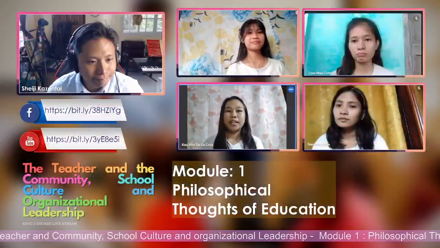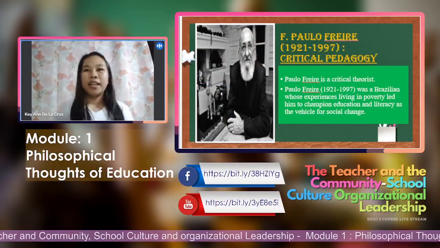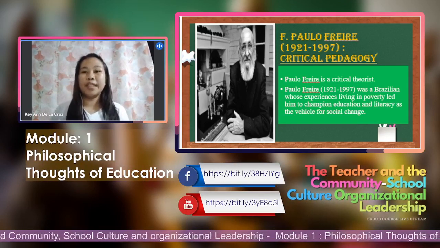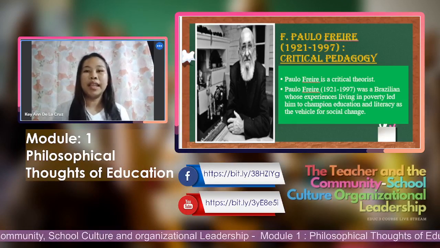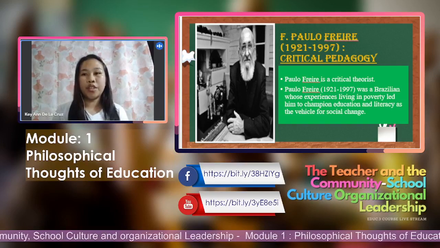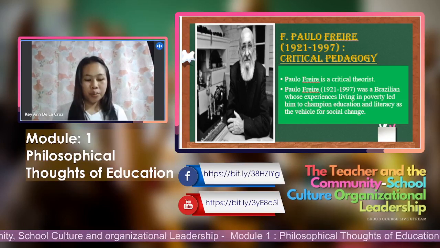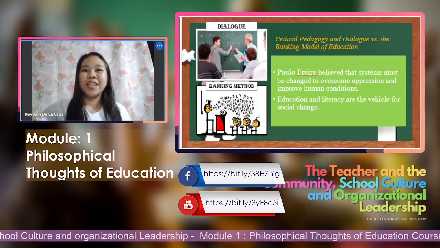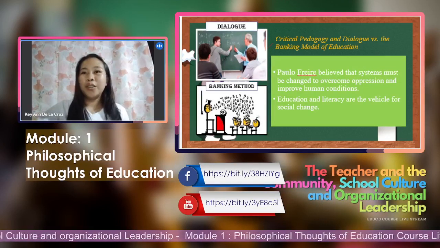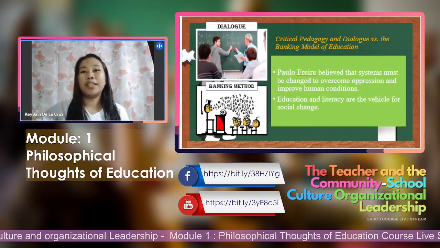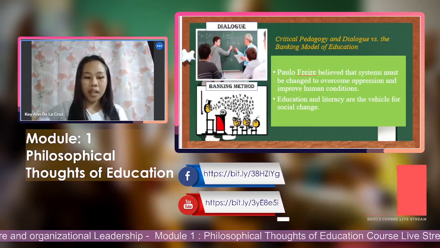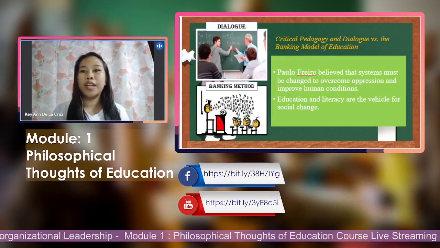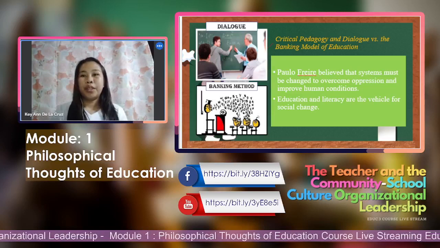Okay, let's proceed, ma'am. Next is Paulo Freire. Paulo Freire is a critical theorist. Paulo Freire was a Brazilian whose experience living in poverty led him to champion education and literacy as the vehicle for social change. So, critical pedagogy and dialogue versus the banking model of education. Paulo Freire believed that the system must be changed to overcome the oppression and improve the human condition.